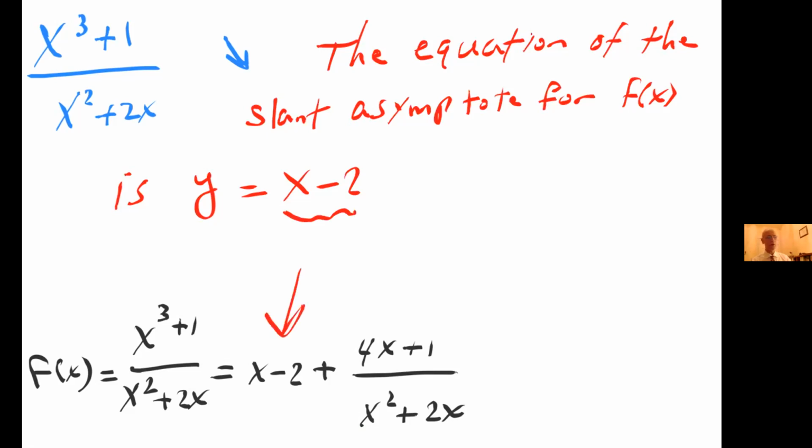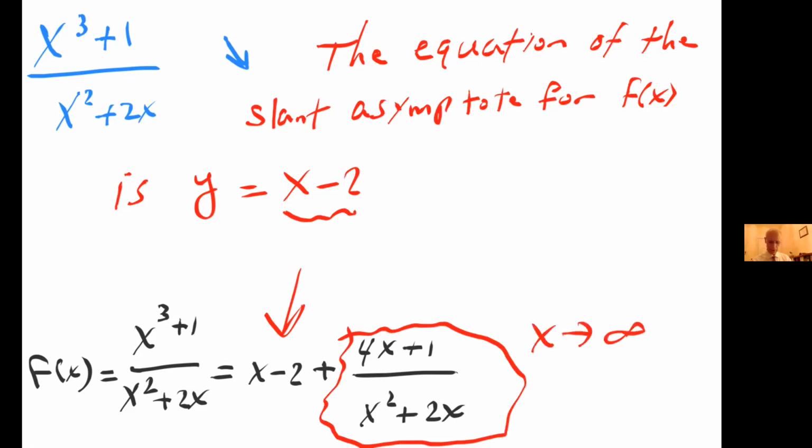You are wondering, why am I ignoring the remainder? Well, we ignore the remainder because as x is getting larger and larger, this part is approaching 0. So it's not necessary for us to consider that at all. We must remember that to find the equation of the slant asymptote, we do the long division, and then if there is a remainder, we ignore that.